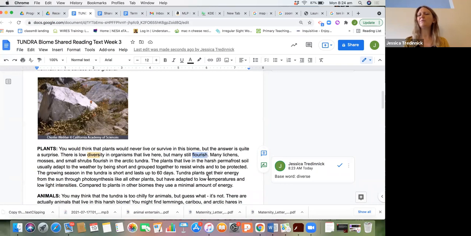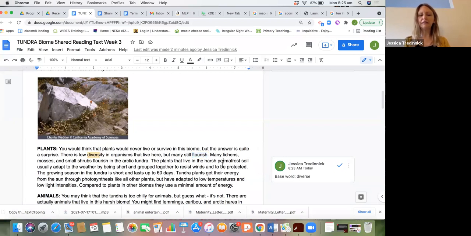Now, I don't really know that word, but if I can substitute another word in there, it might help me make it make sense. So there's a low diversity in organisms that live here, but many still flourish. So maybe that means many still grow. Okay, but I don't think it's just grow. I think it might mean a stronger word than that, like thrive. So there is a low diversity in organisms that live here, but because of the but here, many still flourish. I actually think that means that they're going to thrive or do really well here.